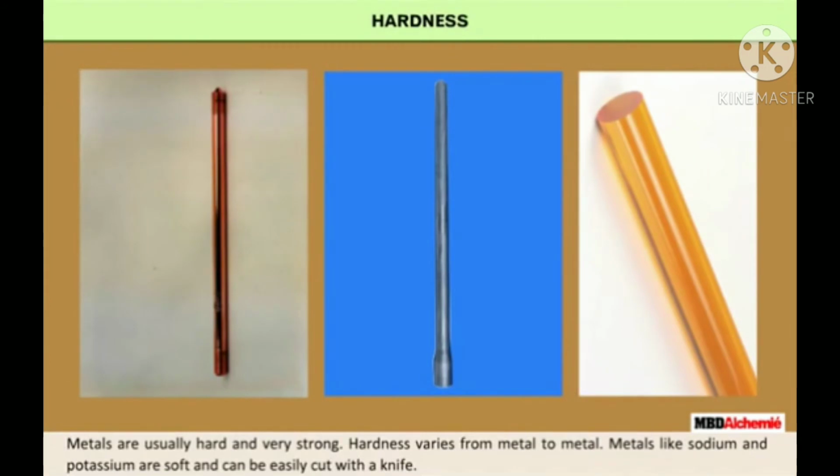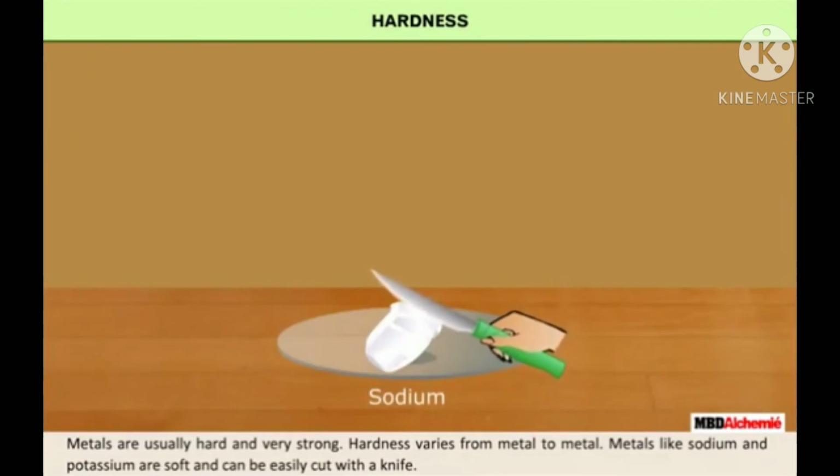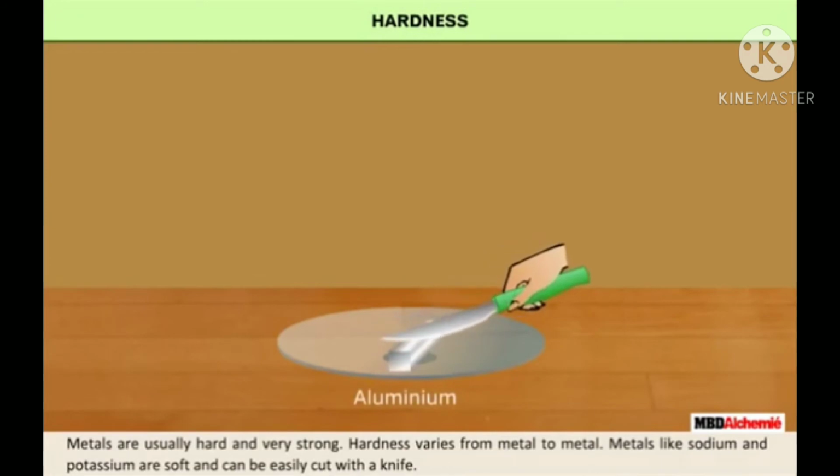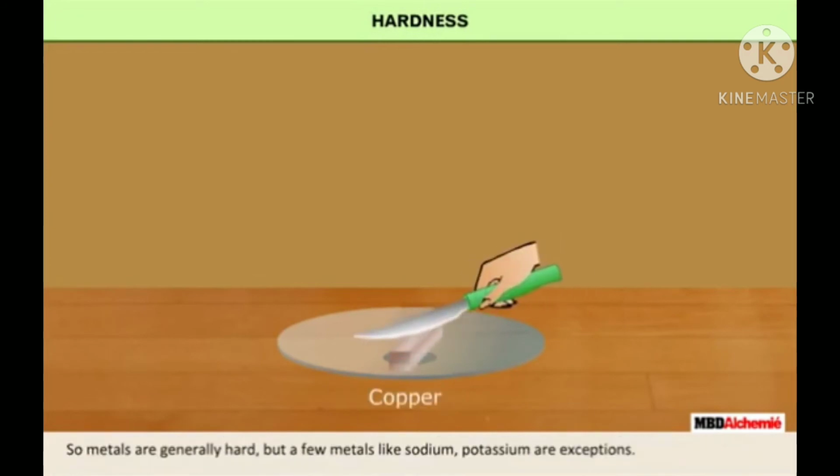Metals are usually hard and are very strong. Hardness varies from metal to metal. A metal like sodium is soft and can be easily cut with a knife, while aluminium cannot be cut with a knife. So, metals are generally hard, but a few metals like sodium, potassium, etc. are exceptions.